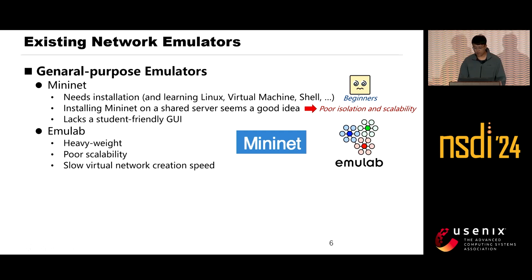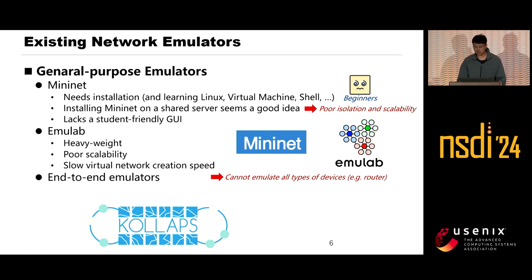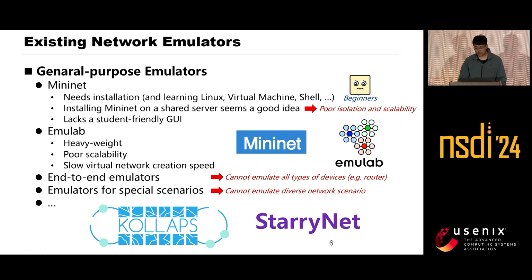EmuLab is another famous emulator, but it is heavyweight, has poor scalability, and is slow, making it not meet the design goals. There are various emulators that simplify the topology to focus on end-to-end network properties. These emulators cannot emulate devices such as routers, limiting their application in education. Some emulators are designed for special scenarios, and they lack support for other scenarios. For example, StarryNet only focuses on emulating integrated space and terrestrial networks.